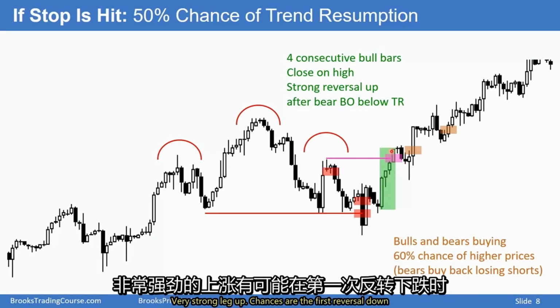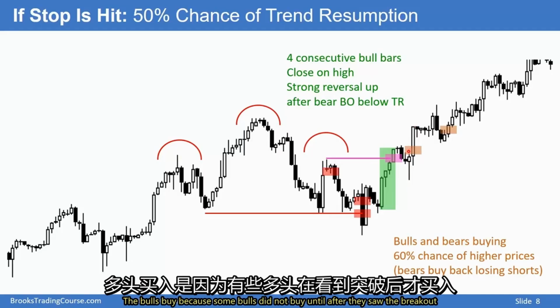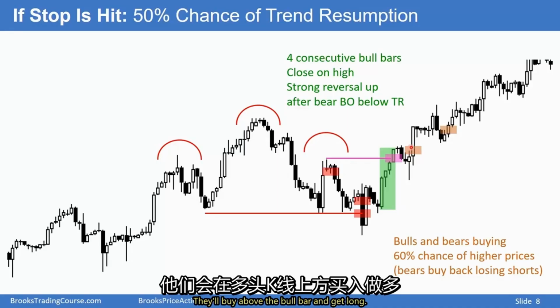Very strong leg up. Chances are the first reversal down, bulls and bears will buy, and there'll be at least one more leg up. The bulls buy because some bulls did not buy until after they saw the breakout, and then once they saw the breakout, they had to get long, and they looked for a pullback. They'll buy above the bull bar and get long.